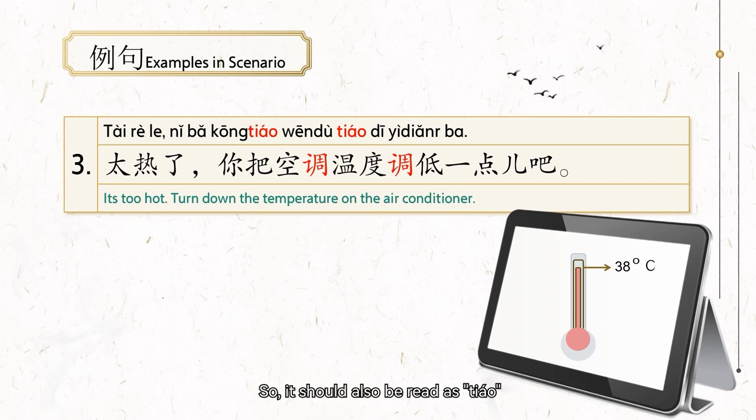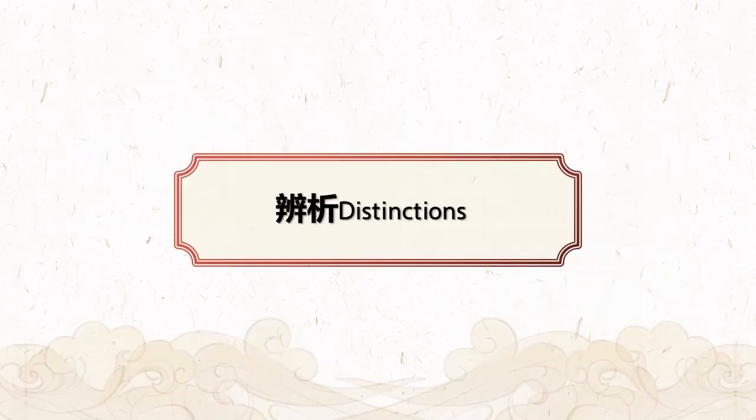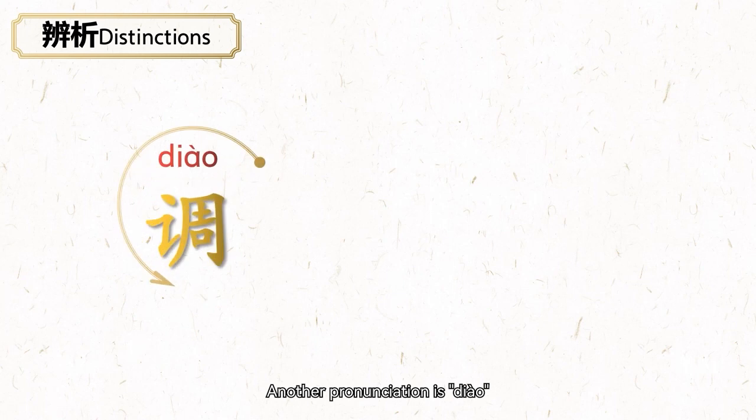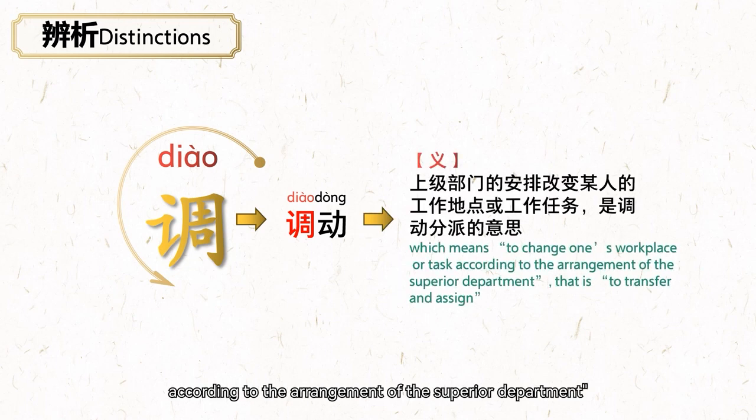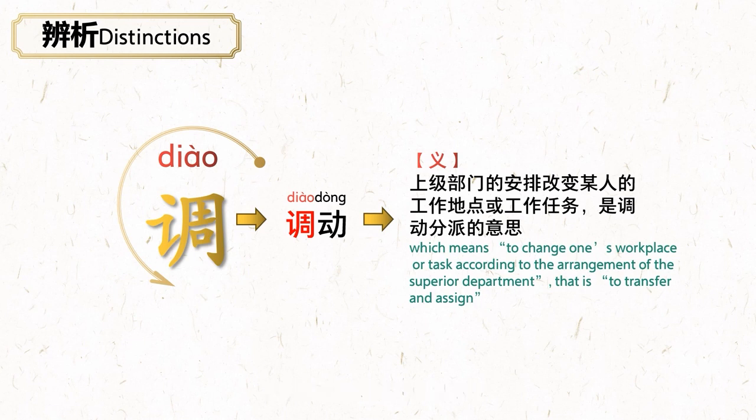So, it should also be read as 调. For example, 3. 太热了，你把空调温度调低一点吧。Another pronunciation is 调, which means to change one's workplace or task according to the arrangement of the superior department. That is, to transfer and assign.